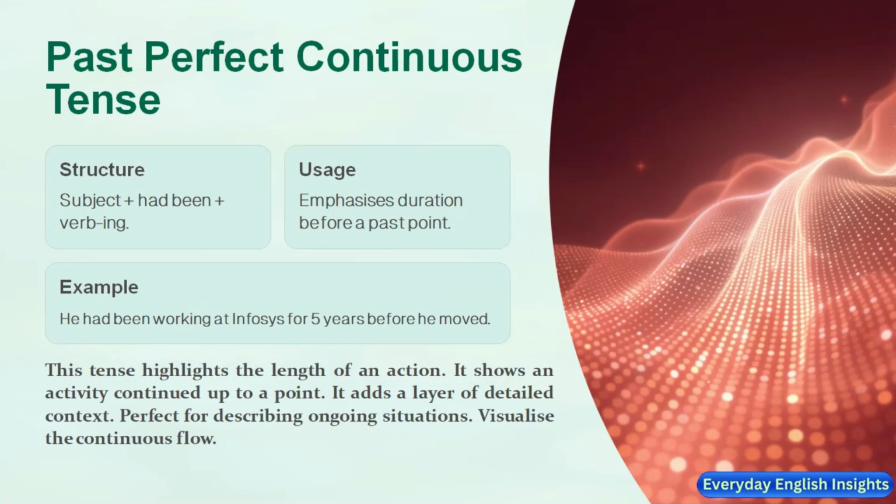Now let's explore the past perfect continuous tense. Structure: subject plus had been plus verbing. Usage: this tense emphasizes the duration of an activity that continued up to a point in the past. Example: he had been working at Infosys for 5 years before he moved.